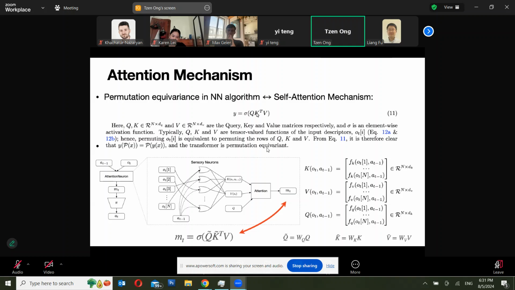Because you take QK transpose, when you permute I to J, it permutes the rows of Q and the columns of K. So this thing becomes permutation invariant. And you also permute Vij. So the whole thing ends up being permutation equivariant. When you change from I to J on the input features, you also change from I to J on the output messages. So that's what self-attention is.